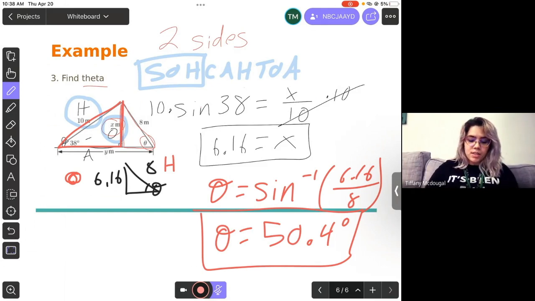You will definitely see a problem like this in IB questions. They really like to break it up into multiple parts. Part A might be find that missing side. Part B then will be find theta. So just remember to chunk it up and take it step by step.